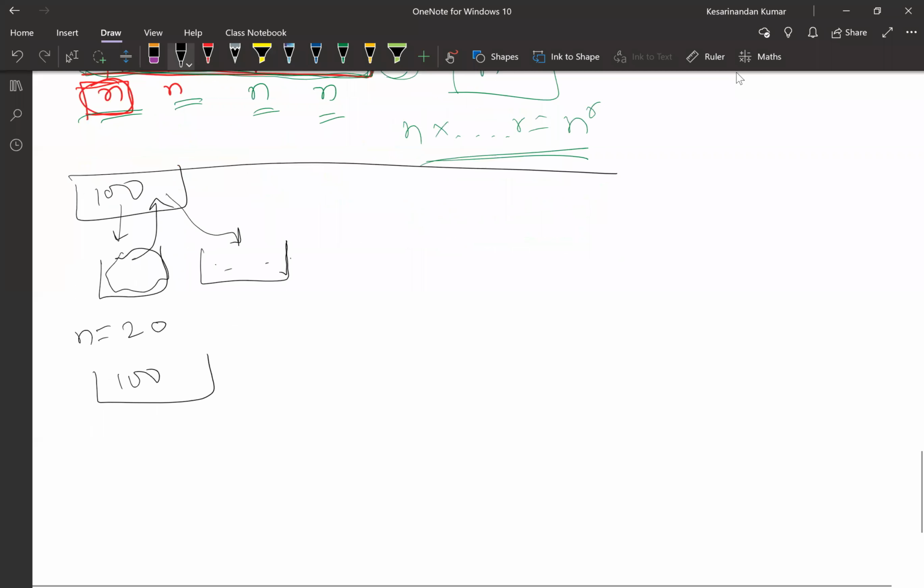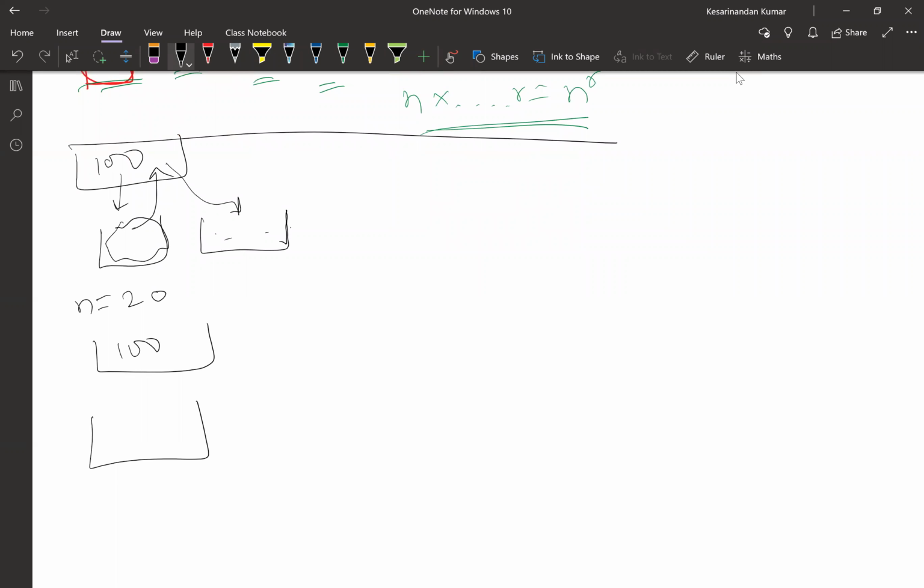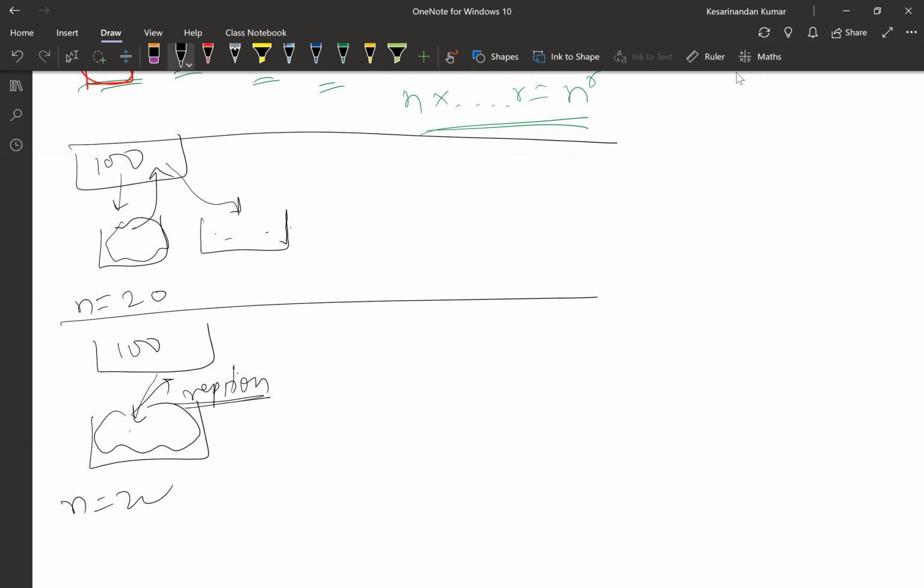100 and a box. Again their n is equal to 20. These are two separate cases. And here, once you fill it, you cannot take it back. So repetition is not allowed.